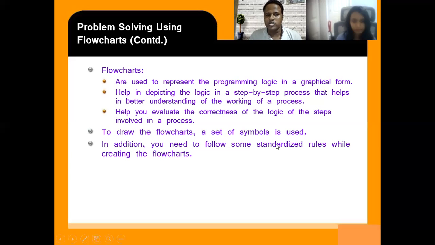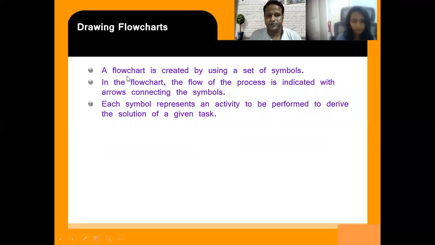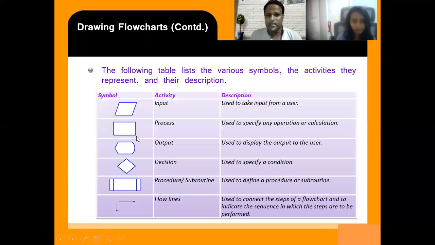To draw the flowchart, a set of symbols is used. So what are the symbols we are using? The flowchart is created by using a set of symbols. These are the symbols we are using for designing the flowchart.